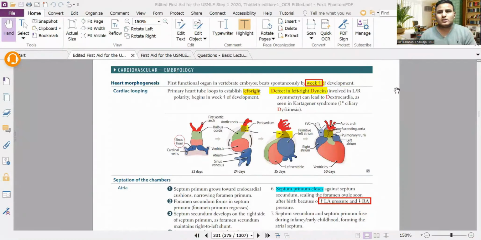Going to start the first lecture of cardiology, that is cardiovascular embryology and cardiovascular anatomy.